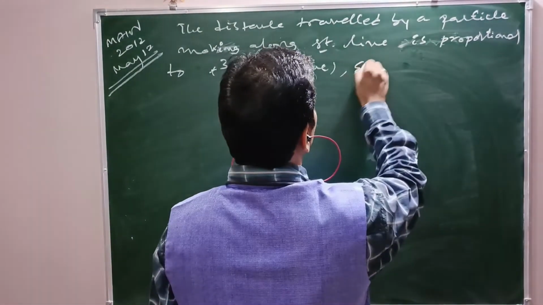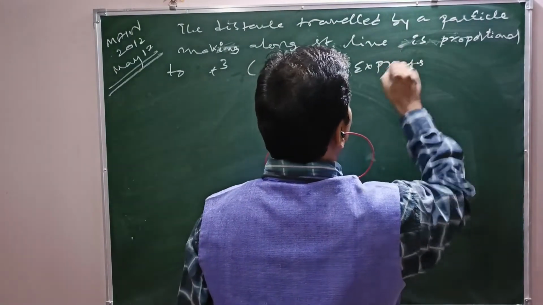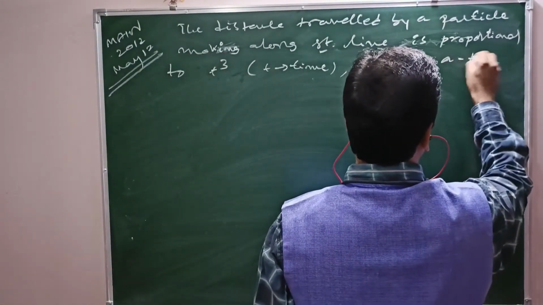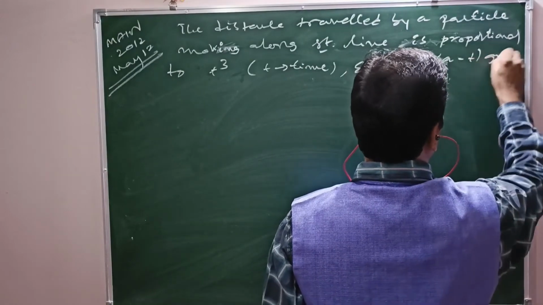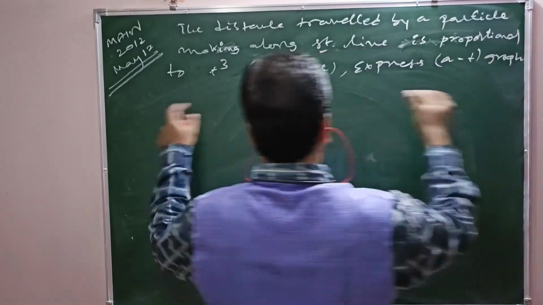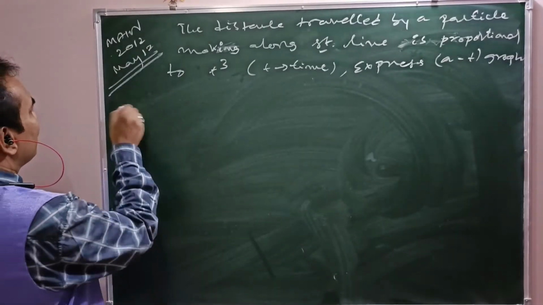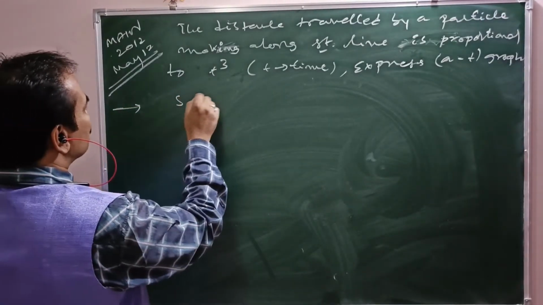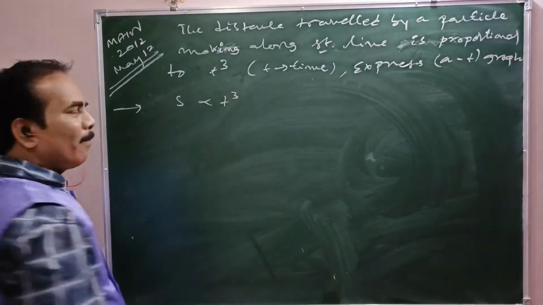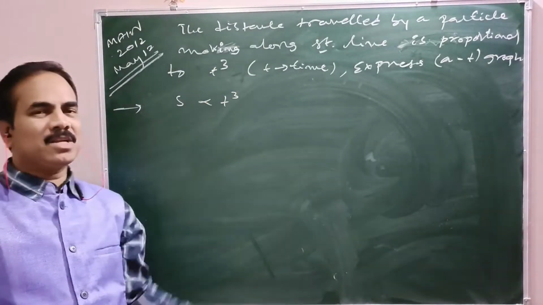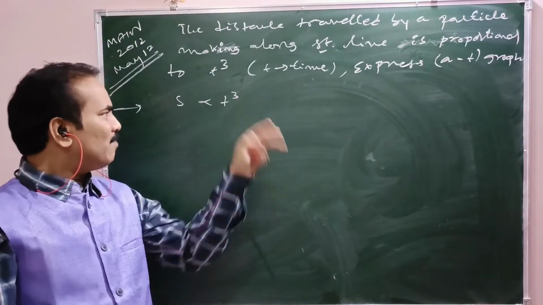Now express the acceleration-time graph, a-t graph. Of course, four options are there. I don't want to write the options. See, here distance is proportional to t cubed. The particle moves along a straight line such that its distance covered is directly proportional to time cubed, right?